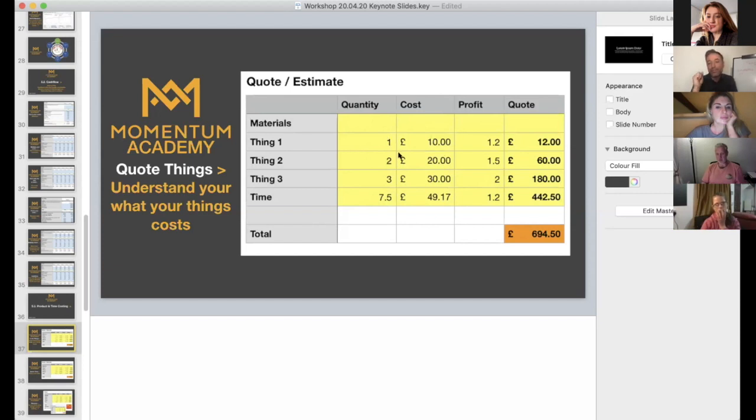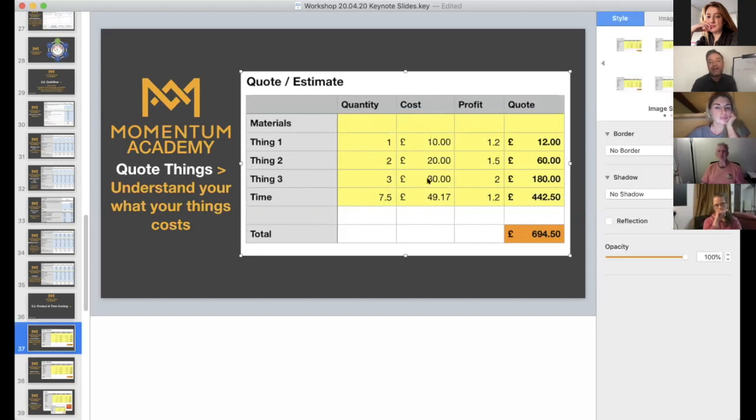So for your product, you've got to think, how many things do I need to buy? What are they going to cost me? And how much time is it going to cost me to do that job? As you can see, this is a very simple spreadsheet. I can send it to you, but it's so simple you can build it yourself. I've got thing 1, thing 2, thing 3, and time. The things are my materials, and then I've got my time to do it. Then I've got a quantity column, a cost column, a profit column, and then a quote.